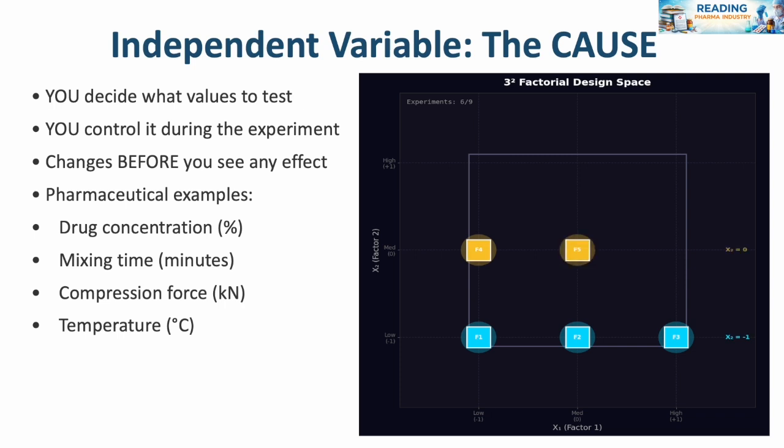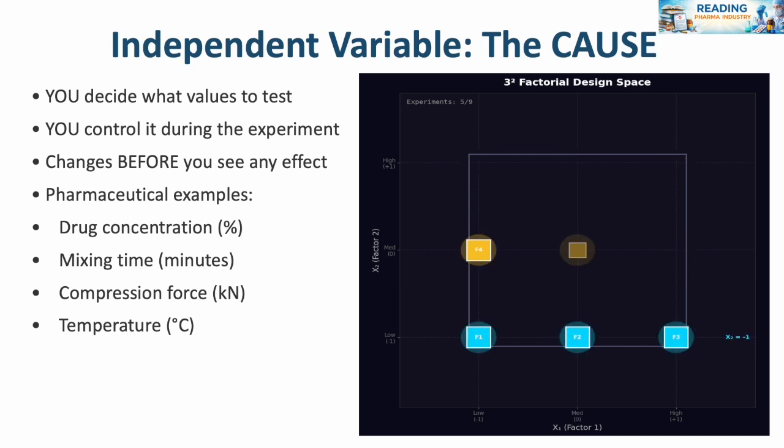Let's look more closely at independent variables. The key thing: you sit down before the experiment and choose what values you're going to test. So you control it during the experiment. When you make formulation number 3, you deliberately add exactly 4% binder. It's under your control. It changes before you see any effects. So you add binder first, then later you measure what happened.